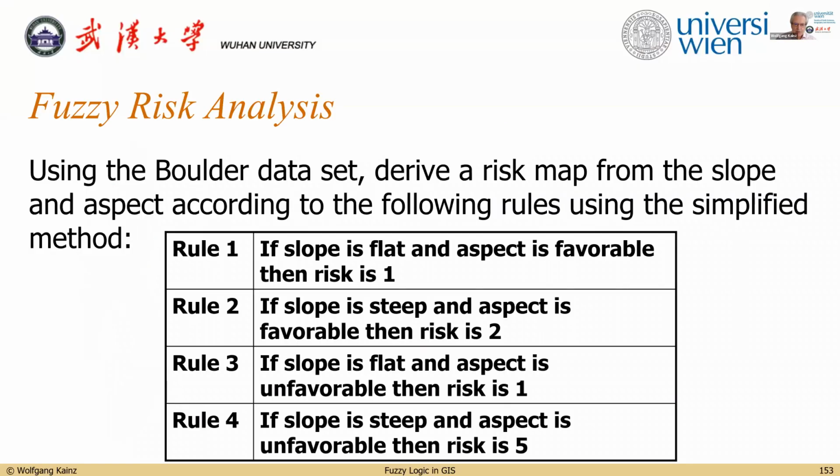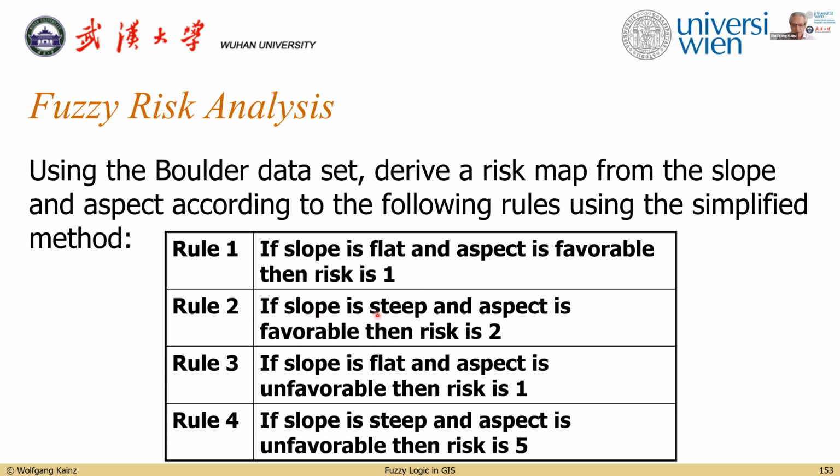Now, what's the problem? The problem is, again, we use the data that we have used so far from the region Boulder in Colorado, United States. And we have the following 4 rules. Rule number 1 says if the slope is flat and the aspect is favorable, then the risk is 1. This actually is, as you can see, rules according to the simplified method, because our conclusion is not a fuzzy set, the conclusion is a crisp value.